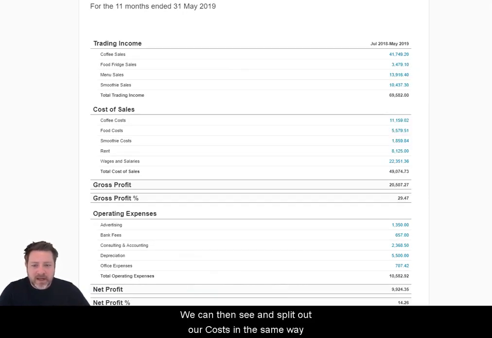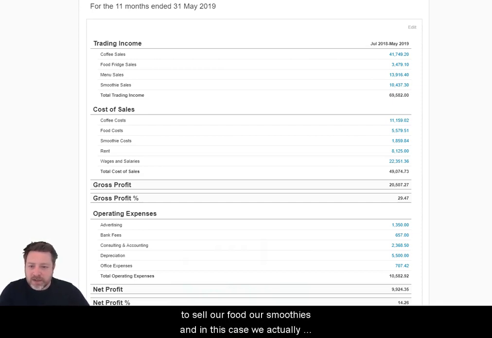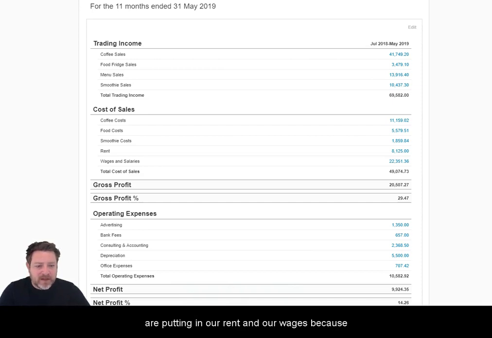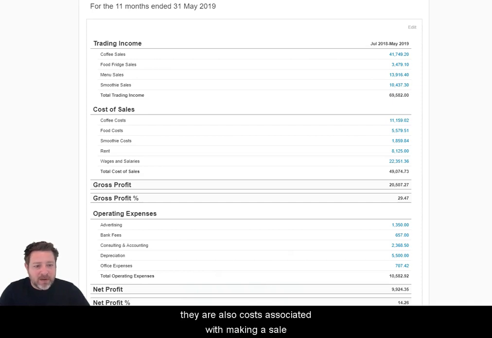We can then see and split out our costs in the same way. We can see what it costs to sell our coffee, what it costs to sell our food, our smoothies. And in this case, we actually are putting in our rent and our wages because they are also costs associated with making a sale. We can't make the sale without the cafe shop, and we can't make the sale without the people.